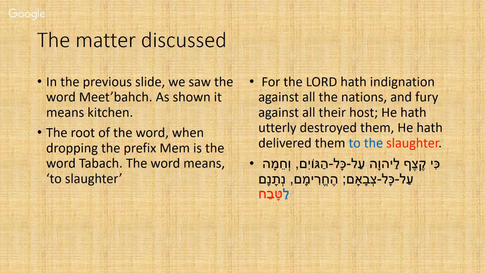But now let's get back to this. Thanking the brother for the time there. We're going to get back focused on this. It says in the previous slide, we saw the word mitbach as shown, it means kitchen. The root of the word when dropping the prefix mem is the word tabak. The word means to slaughter. Now, this is coming from the book of Isaiah, chapter 34, in English and Hebrew.